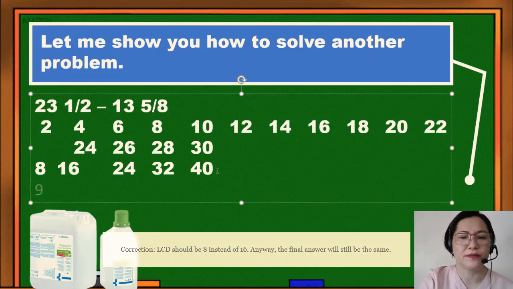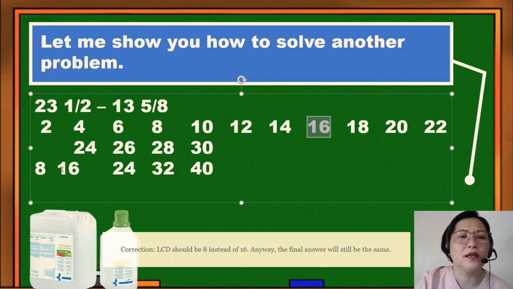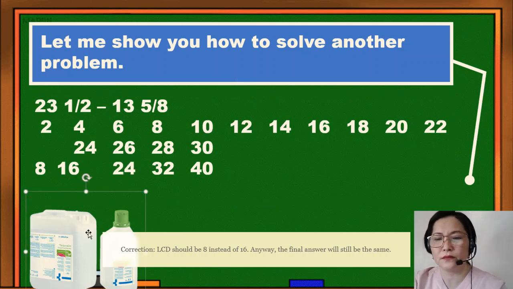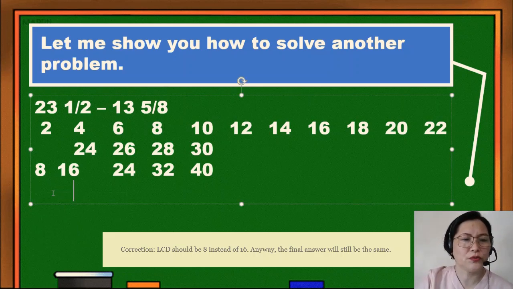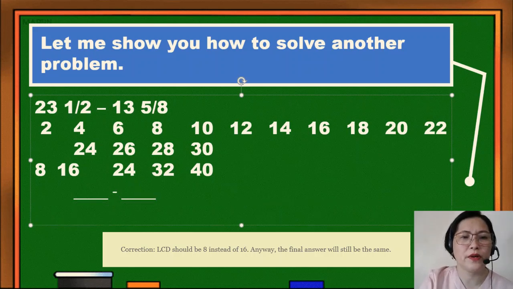Okay? Again, why 16? Because we are looking for least, smallest. That's why we will use 16 instead of 24. So, I will write here 16 and I will write here 16.